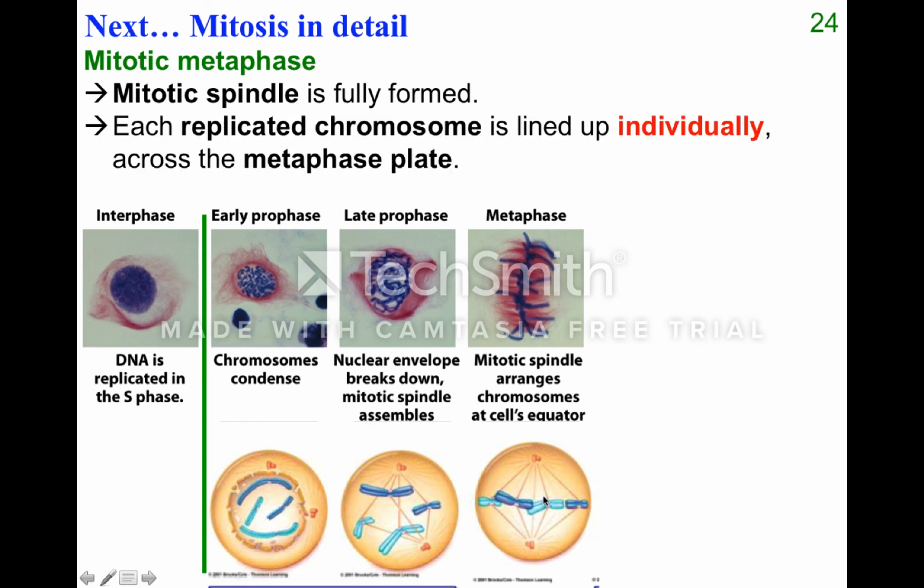And as those microtubules pull on either side of each chromosome, it ends up pulling the chromosomes in line across the middle of the cell, across the metaphase plate. All right. And notice that each of these chromosomes are lined up individually. That's highlighted in red because that's different to meiosis. All right, so now we're getting ready to separate by the end of mitotic metaphase.